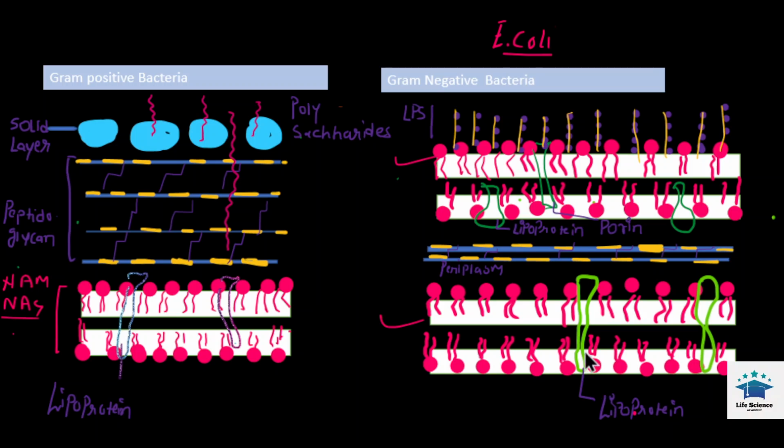So this is the lipoprotein. Lipoprotein is also present in this region. And here some porin channels are present in the gram-negative bacteria. The porin channel is absent in the gram-positive bacteria. And this is the lipopolysaccharide. This lipopolysaccharide is absent in case of gram-positive bacteria.